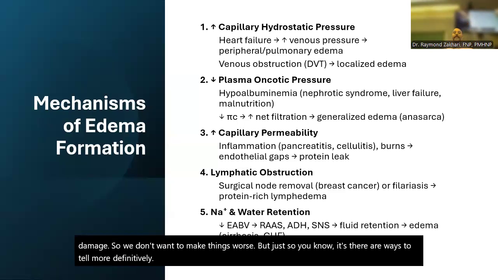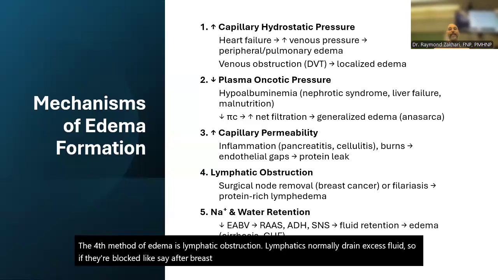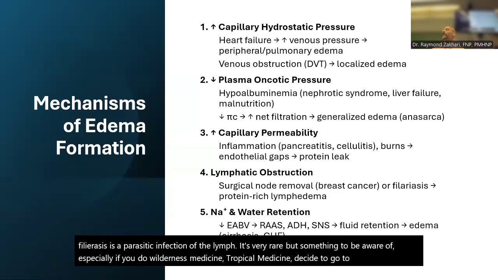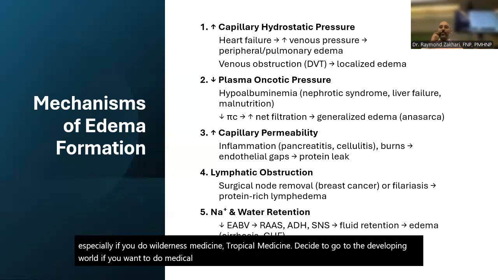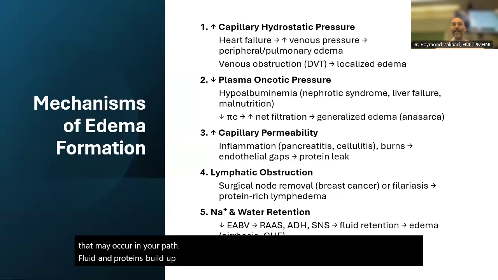The fourth mechanism of edema is lymphatic obstruction. Lymphatics normally drain excess fluid, so if they're blocked, like say after breast cancer surgery, removing a lymph node, or filariasis, a parasitic infection of the lymph. It's very rare, but something to be aware of, especially if you do wilderness medicine, tropical medicine, decide to go to the developing world, or want to do medical missions and the like, you will then be alerted to the zebras that may occur in your path. Fluid and proteins build up. This causes the lymphedema, and this is typically non-pitting and also protein-rich.